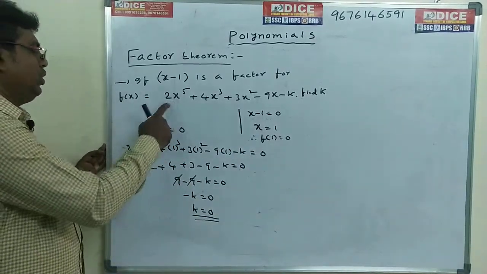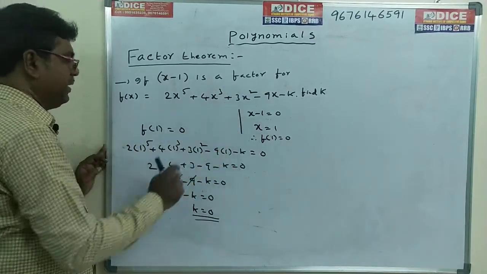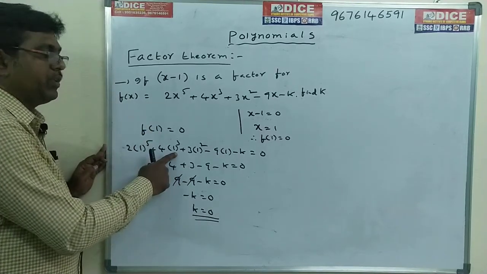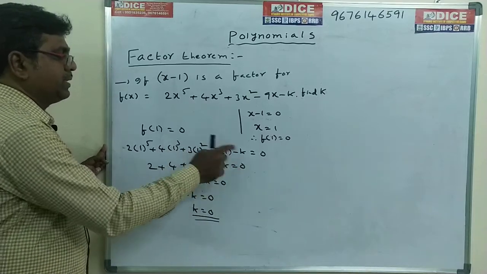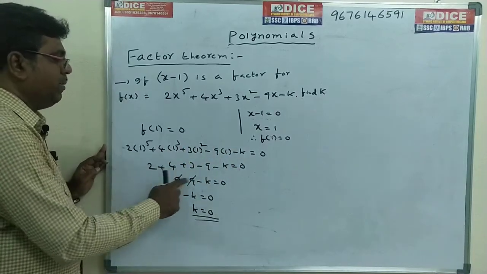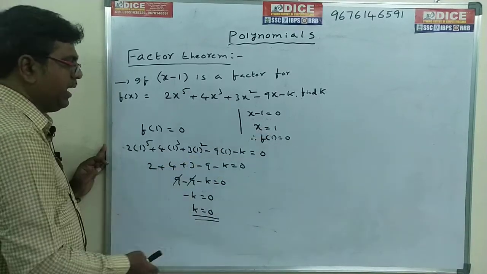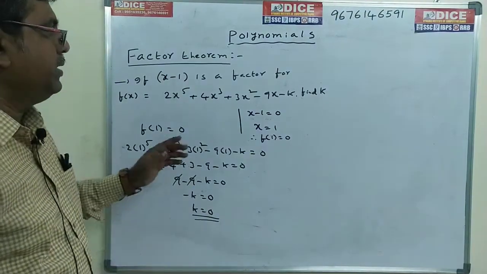Substituting here 1 to the power of 5 plus 4 into 1 cube plus 3 into 1 square minus 9 into 1 minus k. So 1 to the power of 5 means the value becomes 1 only. So 2 into 1 is 2. 1 to the power of 3 means the value is 1 only. 4 into 1 is 4. 3 into 1, minus 9, minus k is equal to 0. So adding, 9 minus 9 minus k is equal to 0. 9 and 9 cancel, minus k is equal to 0, that is k is equal to minus 0, which means nothing but 0. K is equal to 0 is the correct answer.